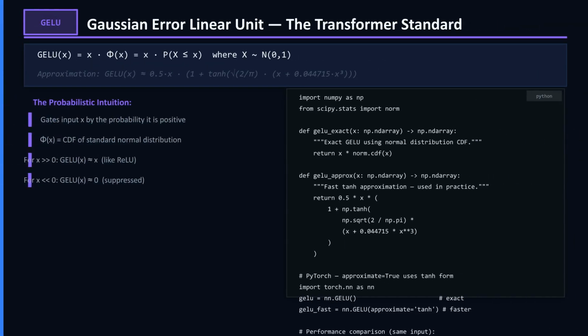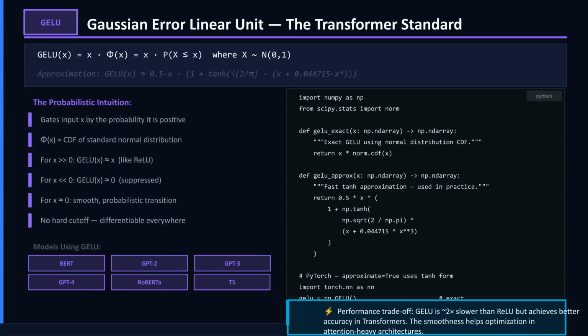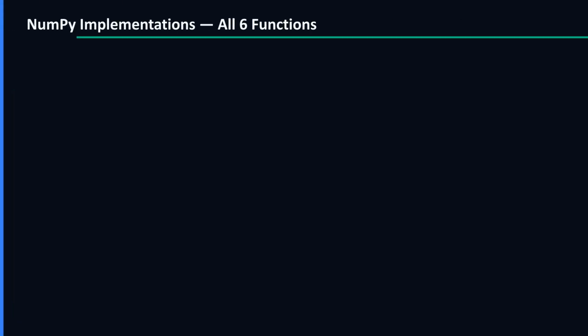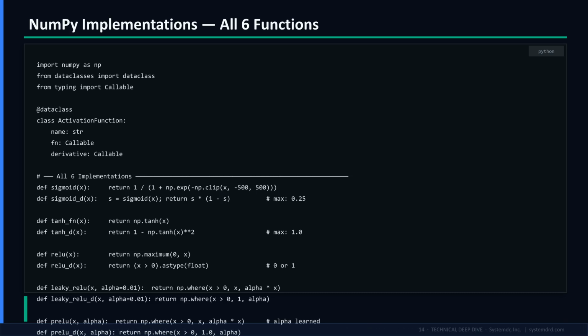negative zone. PReLU takes this further by learning the negative slope alpha during backpropagation. GELU, the Gaussian error linear unit, is the transformer standard used in models like GPT-4 and BERT. It offers a smooth, probabilistic transition based on the Gaussian CDF, which provides better performance trade-offs than ReLU in complex, attention-heavy architectures. Here are the concise NumPy implementations for all 6 functions and their derivatives, emphasizing numerical stability, computational simplicity, and how different derivatives are calculated in practice.